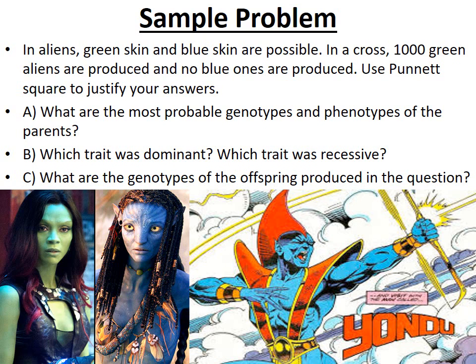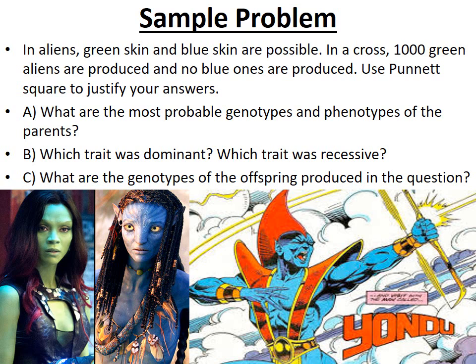Here we have another example. In aliens, green skin and blue skin are possible, and across 1,000 green aliens are produced and no blue ones are produced. Use a Punnett square to justify your answer. What are the most probable genotypes and phenotypes of the parents?